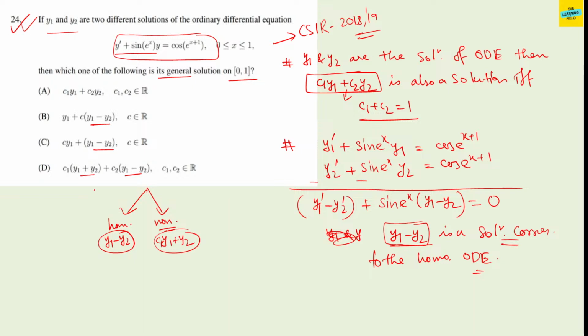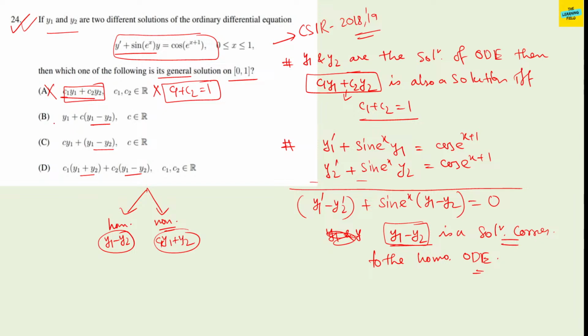Now option A says that c1 y1 plus c2 y2 is always a solution. No, because c1 plus c2 equal to 1 is a must condition, but it is not given whether c1 plus c2 is or is not 1. So we can discard this option.